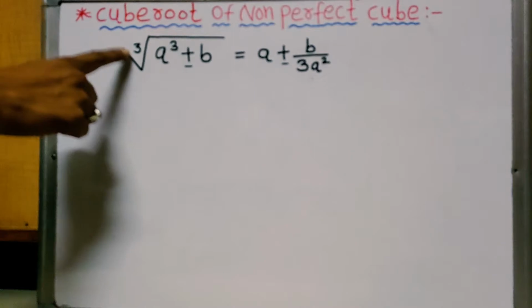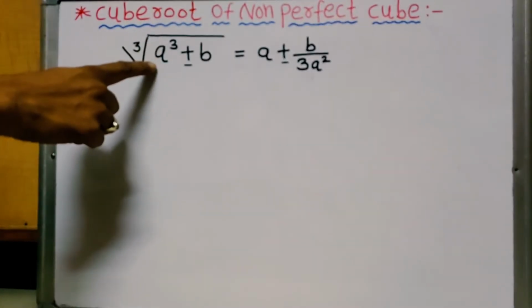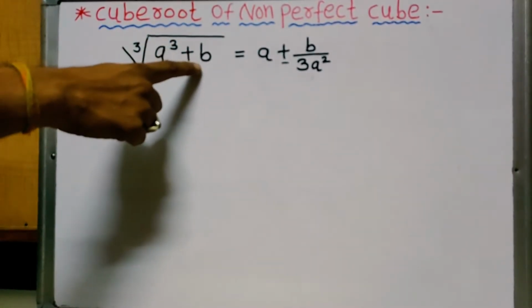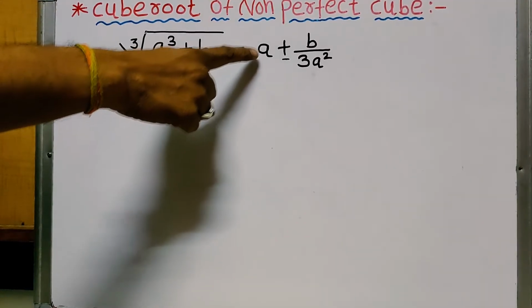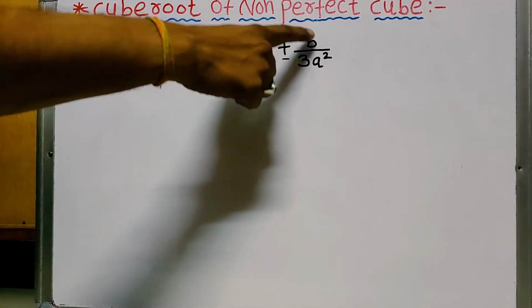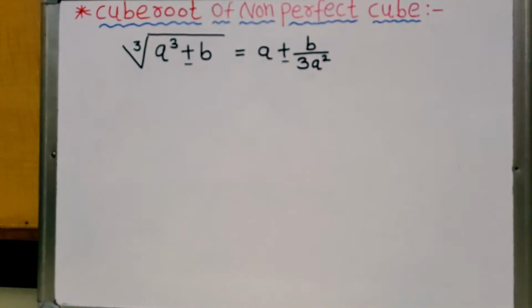Let's see the formula. Cube root of a cube plus or minus b is equal to a plus or minus b upon 3a square. Let's see an example.